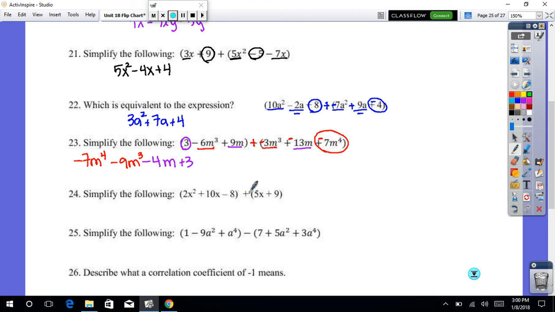Okay, addition, so I do not change the sign. 2x squared is by itself. 10x and 5x is 15x. Negative 8 and positive 9 is a positive 1.